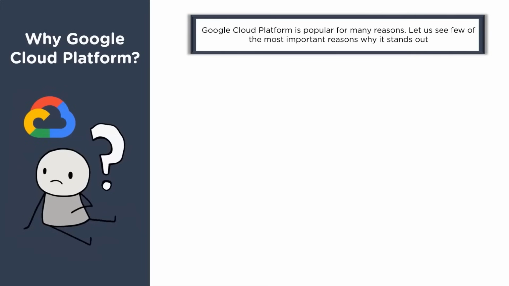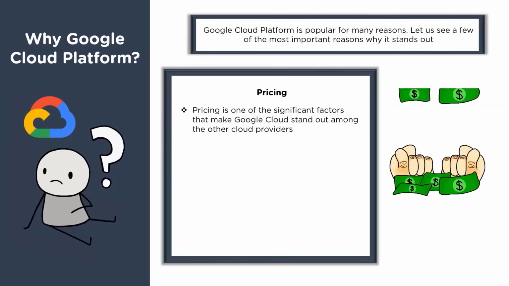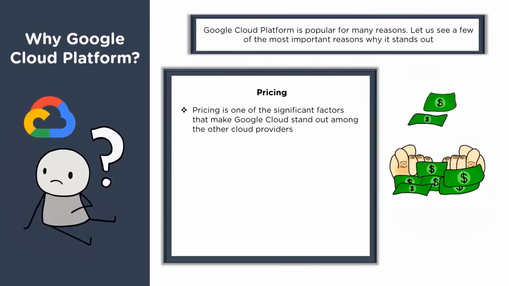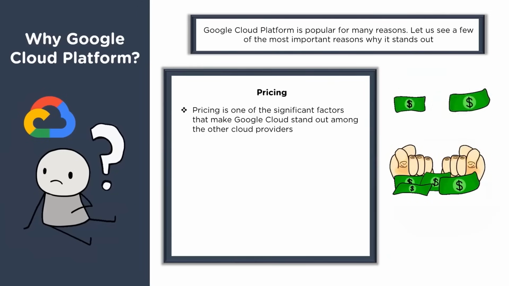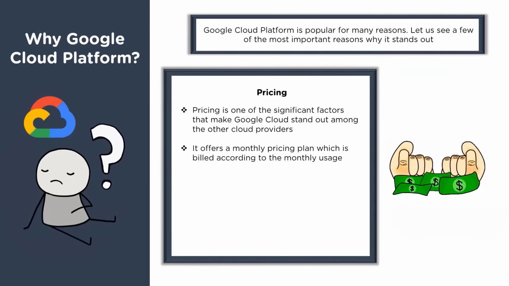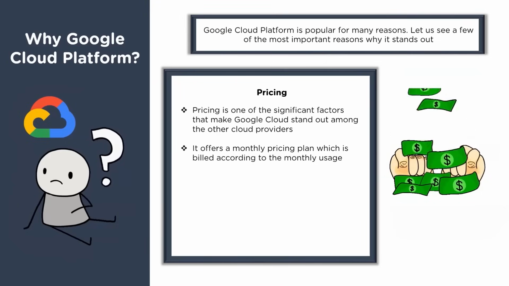So Google Cloud Platform is popular for many reasons. Now let us see a few of the most important reasons why it stands out. When you talk about pricing, pricing is one of the significant factors that make Google Cloud stand out among the other cloud providers. It offers a monthly pricing plan, which is billed according to monthly usage. And when we talk about billing here, the billing can be in hours, it can be in minutes, and it can also be in seconds.